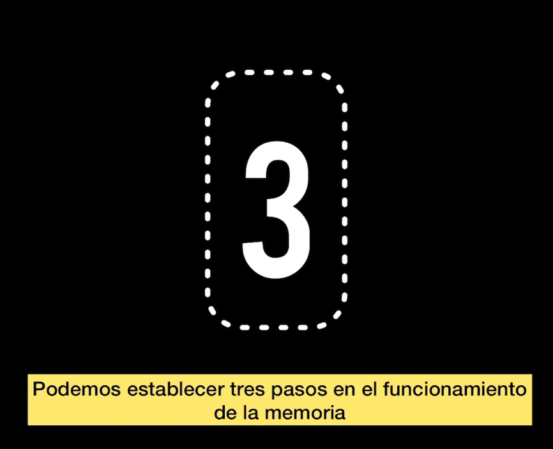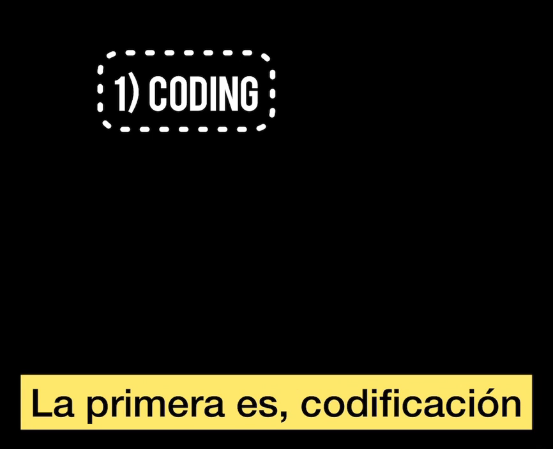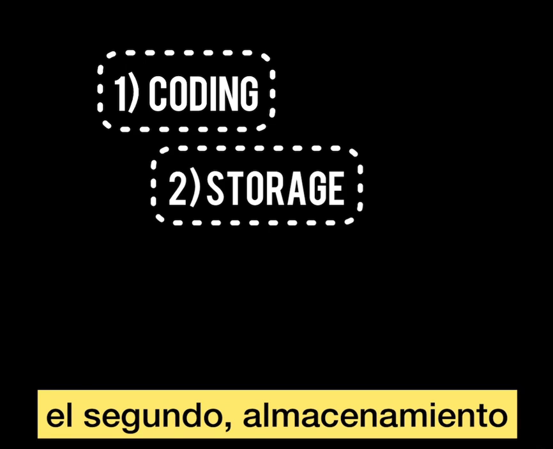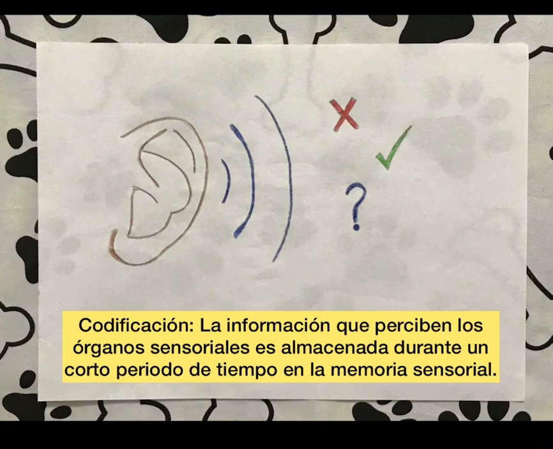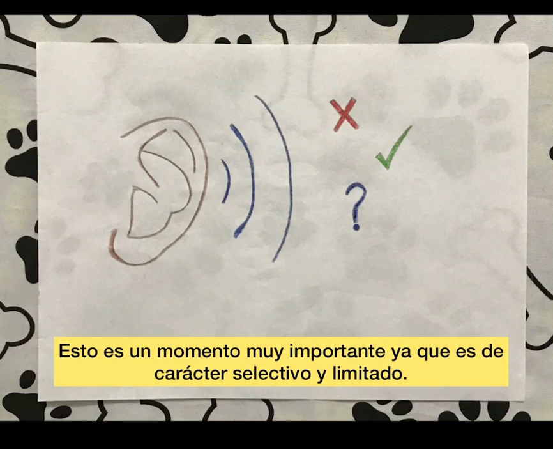We can establish 3 steps in the functioning of memory. The first one is coding, the second one is storage, and the last one is recovery. Coding. The information perceived by the sensory organs is stored for a short period of time in the sensory memory. This is a very important moment as it is selective and limited in nature.